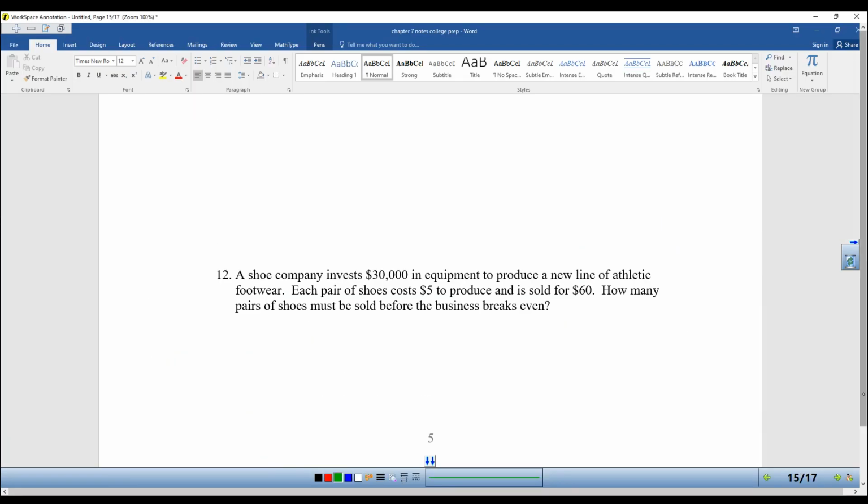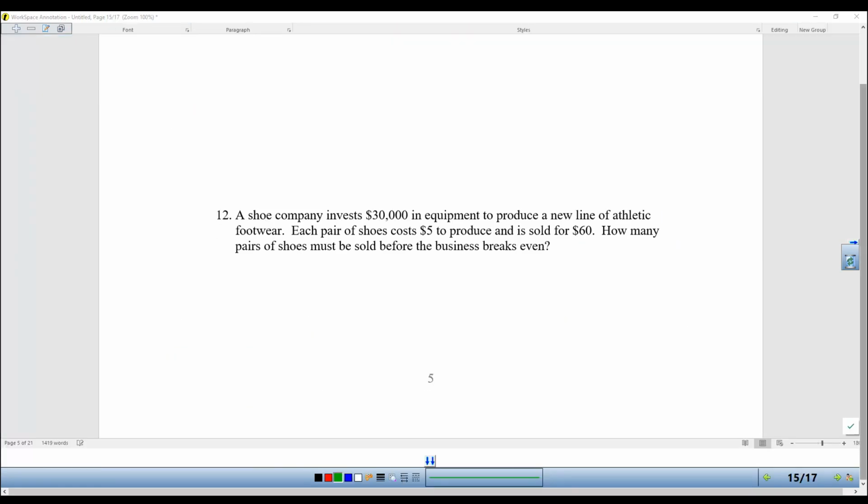Number 12. A shoe company invests $30,000 in equipment to produce a new line of athletic footwear. Each pair of shoes costs $5 to produce and is sold for $60. How many pair of shoes must be sold before the business breaks even? So in order for them to break even, you need their investment to equal their revenue. That's when it would break even. So their investment is going to be $30,000. And then every time they make a pair of shoes, it costs them $5. So how does that work?